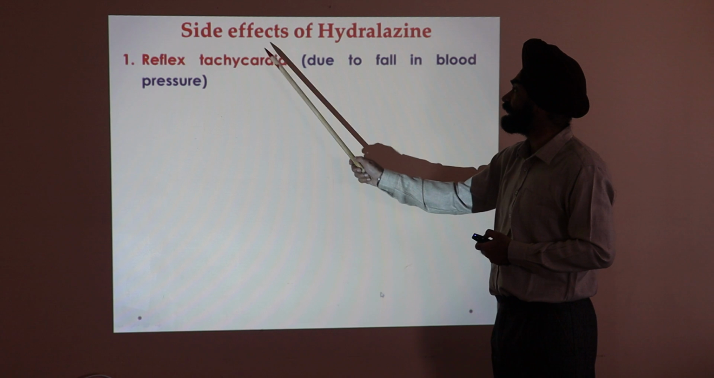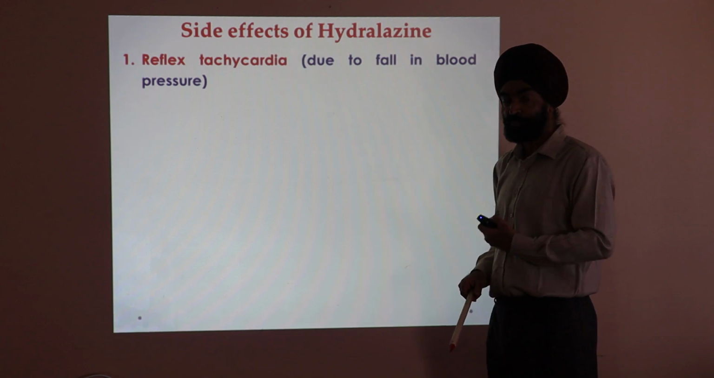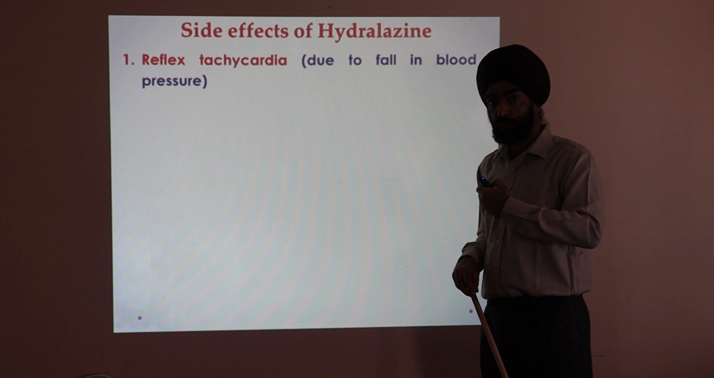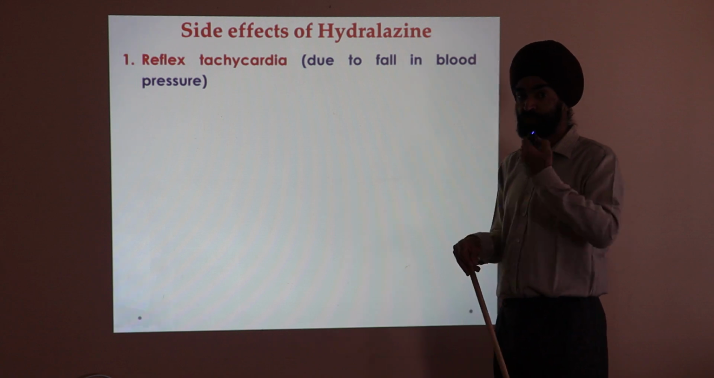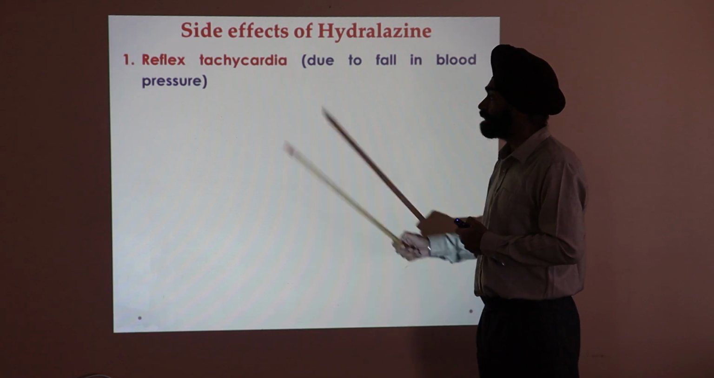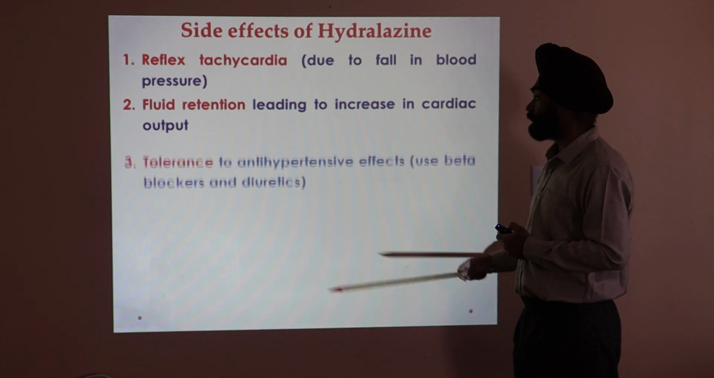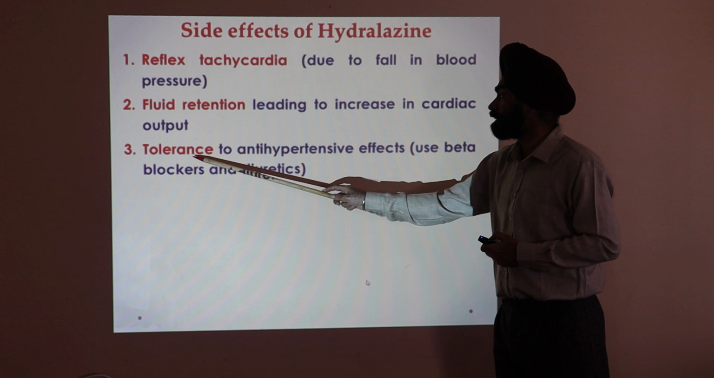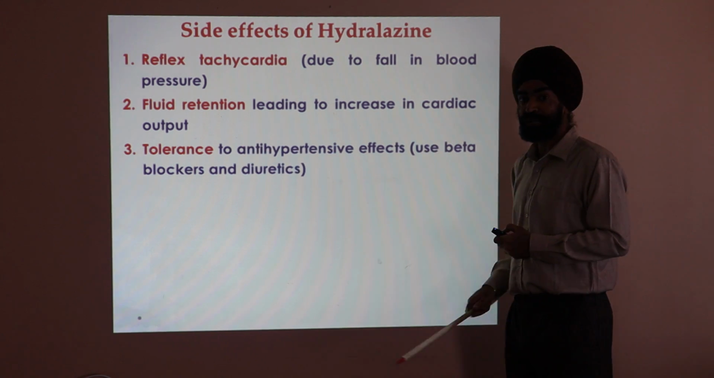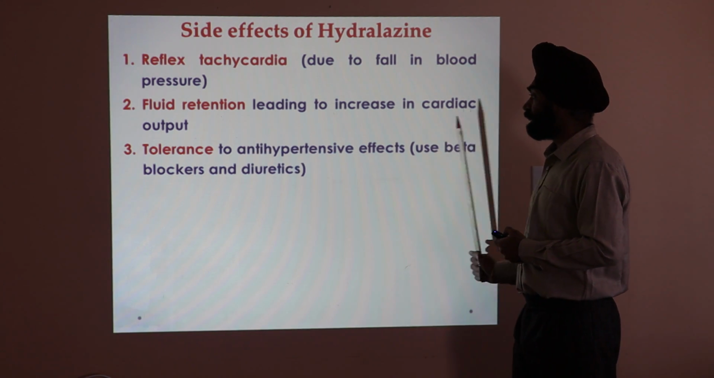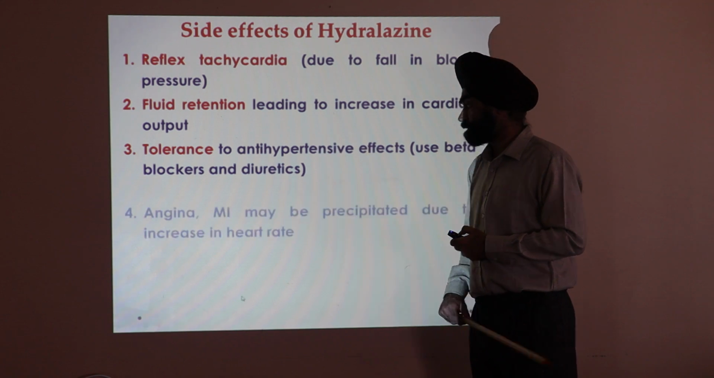As I told, reflex tachycardia, because it reduces the blood pressure, and to compensate, the body tries to increase the heart rate. Second, fluid retention, which leads to an increase in the cardiac output. So because of these things, there is a tolerance to the antihypertensive. So what is the remedy? Use beta blockers or use diuretics.